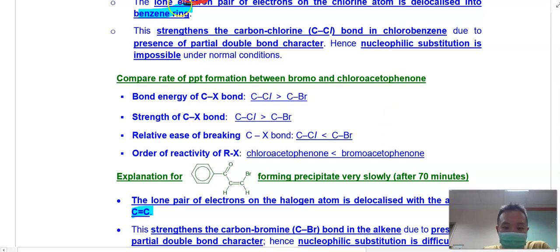Okay, so this is how you organize your answer so that you won't miss out on any part. One for your halogenoarene, one for the other halogen compound, and one to compare between the bromo and chloro compounds. Okay? Question 6, done.